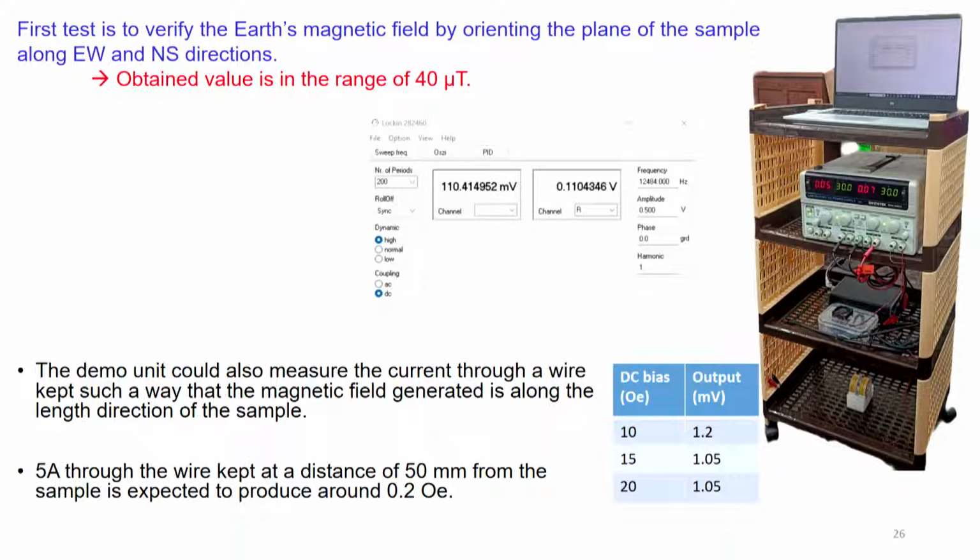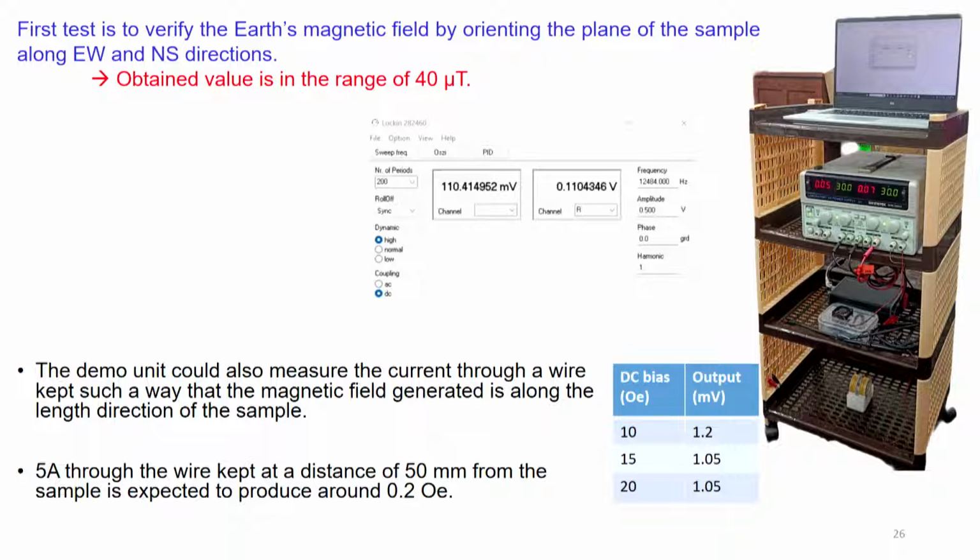So we use it for two things. One is, first of all, to know the Earth's magnetic field, whether it is detecting it or not. That effect is also very important, because in a field trial you cannot say that I will be turning around, so one has to be careful with that. And then we also use it to detect the current which is passing through a wire.